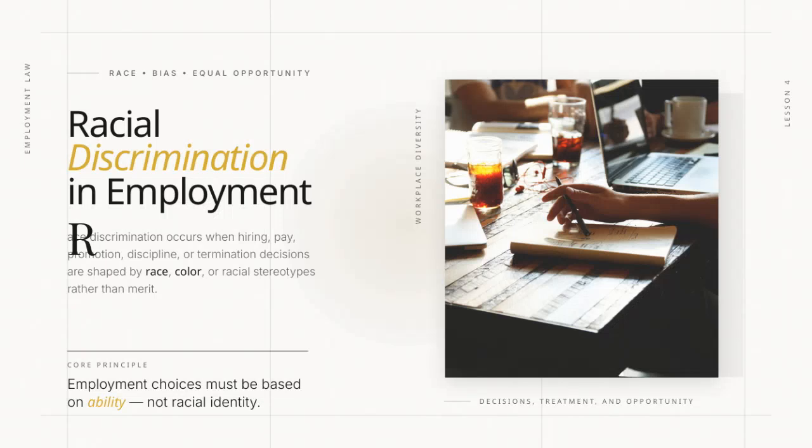In this lesson, we're focusing on racial discrimination in employment. Essentially, racial discrimination happens when decisions about hiring, pay, promotion, discipline, or even termination are influenced by someone's race, color, or stereotypes rather than their actual qualifications or performance. The core principle here is clear. Employment choices must be based on ability and merit, not on racial identity. Emphasizing workplace diversity is crucial because decisions, treatment, and opportunities should all promote fairness and equal opportunity for everyone. This helps create a more inclusive and effective work environment.